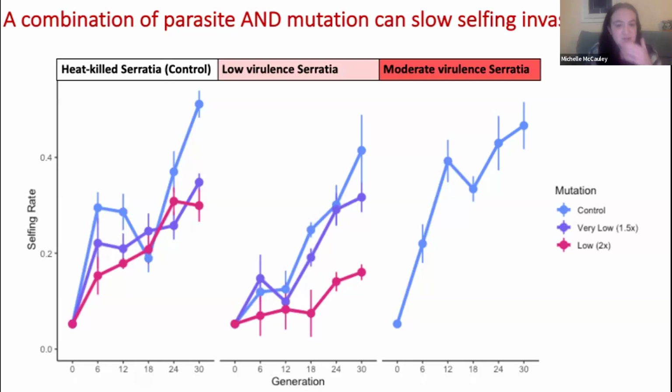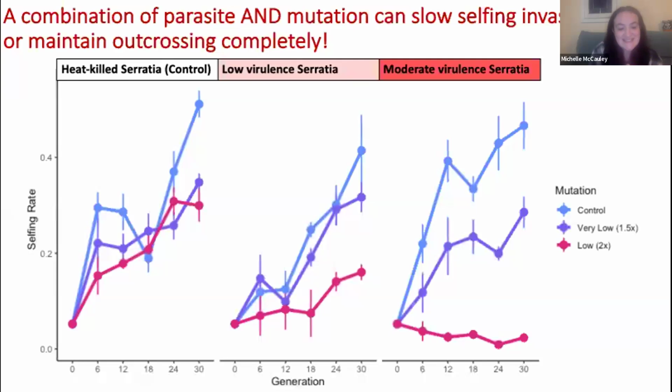So then moving to our combination of our moderate parasite and mutation, we finally see a combination of treatments that are able to maintain outcrossing across the entire experiment. And this is really exciting because the idea of this pluralistic approach has been around for about 30 years now, but there's very, very little empirical testing for it. So this is some of the first evidence that this pluralistic approach can function in a real living system.